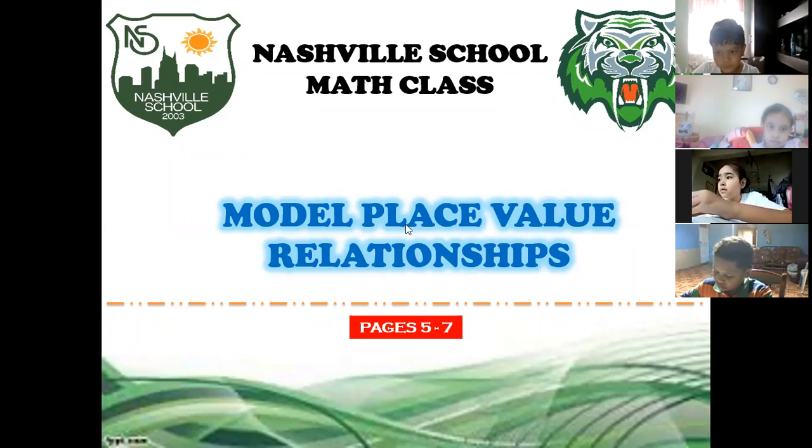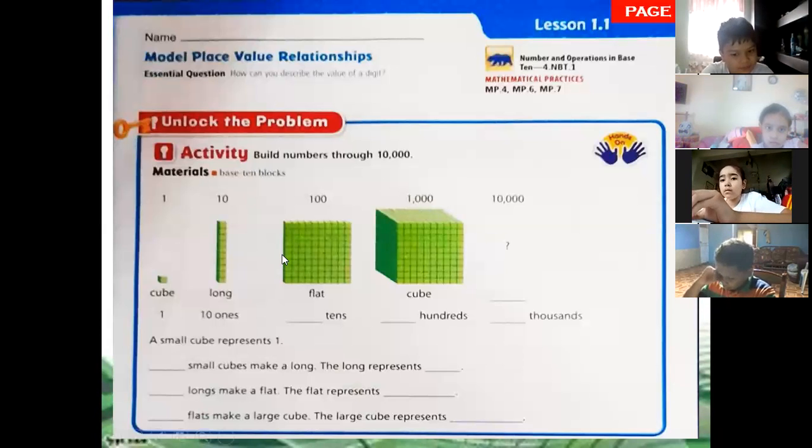Let's work on page 5, model place relationships. Look at the pictures. Remember that yesterday I told you that one bar, like the second one, this one, represents 10 ones. 10, remember yesterday? 10 is a group of, do you remember?